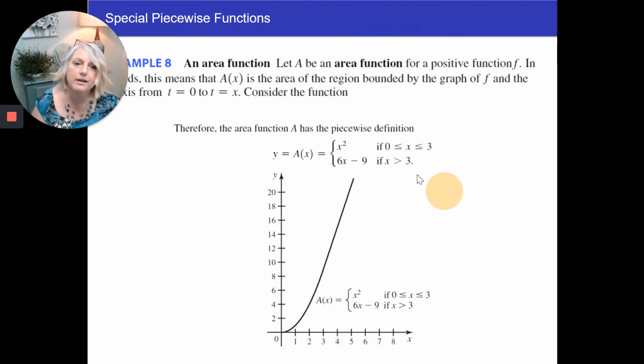So now my area function, as a piecewise function, would be x squared, as long as you're just doing the triangle area, and then 6x minus 9 if you have the triangle area plus the rectangle area. And we end up with a piecewise definition.